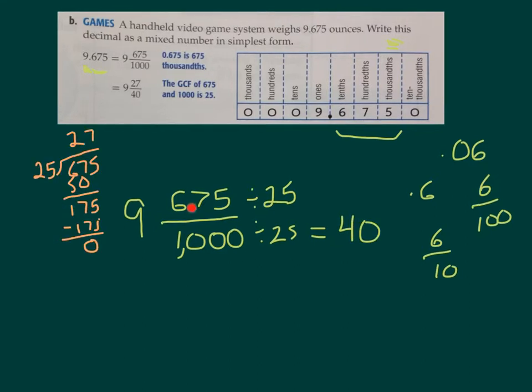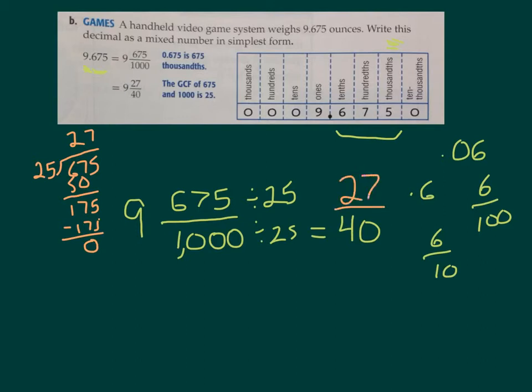Now to do 675 divided by 25, maybe you do that in your head. Maybe you say, well, I know 25 goes into 104 times, so it would go into 624 times, and then there'd be 75 left over. That'd be 3 more, so that'd be 27 times.